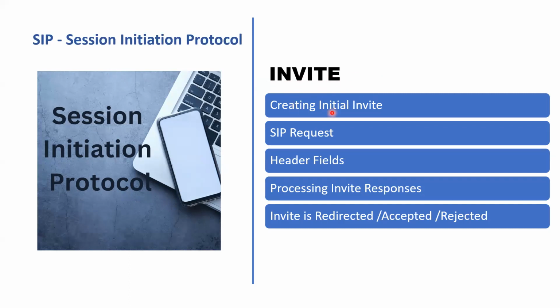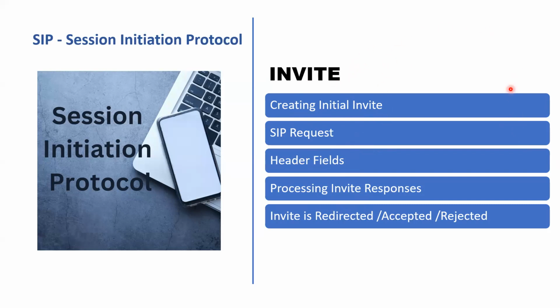First thing, as you can see up here, what I'm going to discuss today is creating the initial INVITE. Then I'm going to discuss the SIP request. After the SIP request, we will head to the header fields. What are all the headers in your SIP request, or I can say the first initial INVITE as well, right? And then we will see, after sending the INVITE message, what the INVITE responses would be from the user agent server, from the other side. One is the user agent client, and the other one is the user agent server.